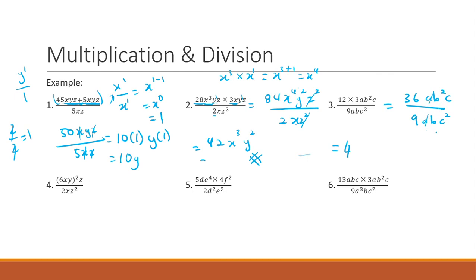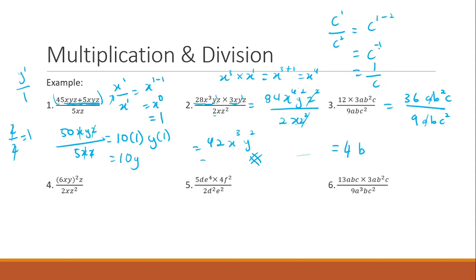B squared divided by b, we will get b, 2 minus 1. So that will mean we will have b power of 1. C over c squared. So this one, we have c power of 1 divided by c power of 2. So then it also means c, 1 minus 2. Division meaning it's minus. So we will get c negative 1. 1 minus 2 is negative 1. So when we have this one, it means 1 over c.